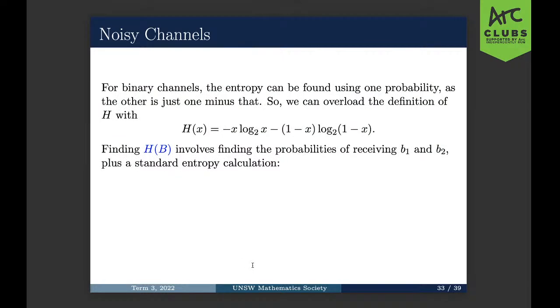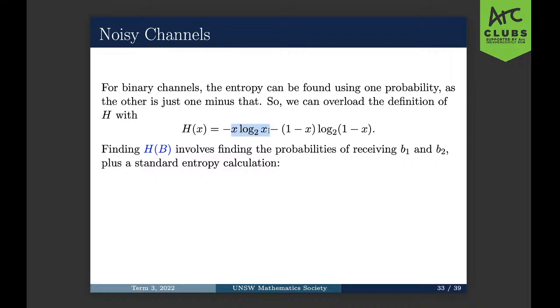And here's a little bit of an aside before we go straight into the question. If we have a binary channel, the entropy can actually be found using only one probability, like the probability of just one of the source symbols or one of the sink symbols. That's because there's only two symbols. If we know the probability of one of them, the other one's just going to be 1 minus that. So we can overload the definition of H, the entropy function. If we give a real number between 0 and 1, we treat that as the entropy of a source with two symbols, with probability x for one of the symbols. So yeah, this is the definition.